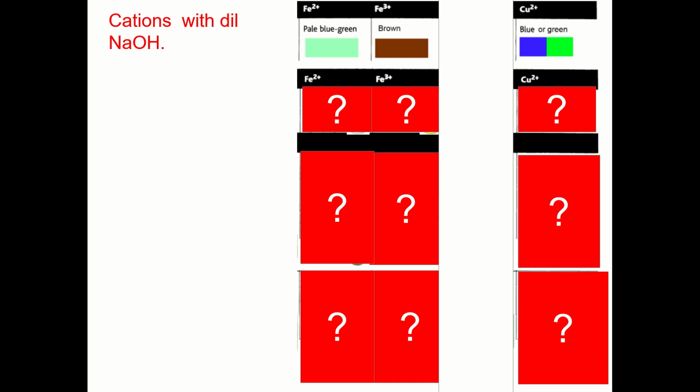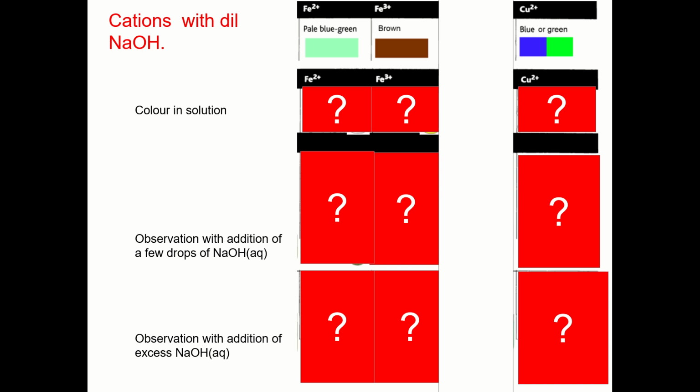Okay, right, so we have a few things here. We're going to look at iron 2, iron 3 and copper with dilute sodium hydroxide, and I just want you to predict what will happen in each case. You've got to work out what is the colour of the solution, just of the metal ion itself in solution before we add anything to it. And then what colour does it go when we add a few drops of sodium hydroxide, and then what colour does it go when you add excess sodium hydroxide. So you might want to pause the video, do the exercise, come back and check your answers.